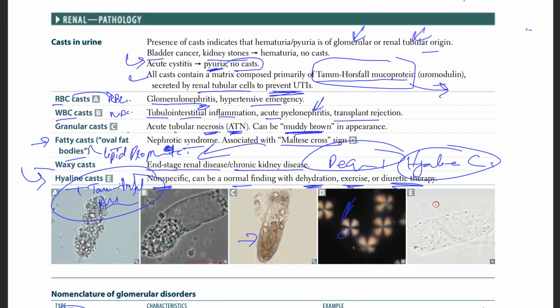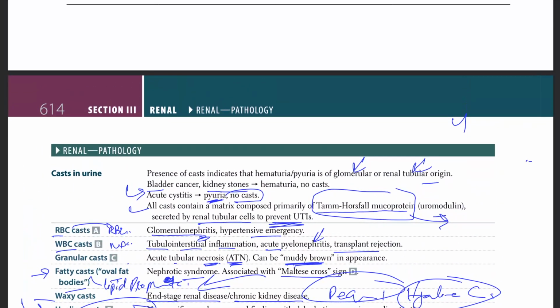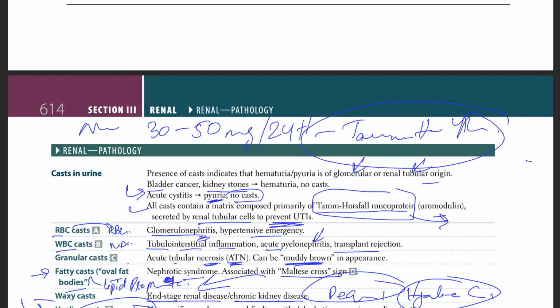And one more thing, when we talked about these Tamm-Horsfall proteins, normally we have an excretion of protein at 30 to 50 milligrams per 24 hours. That is normal protein excretion. And they are known as Tamm-Horsfall proteins because they are from the sloughing off of those tubular cells.